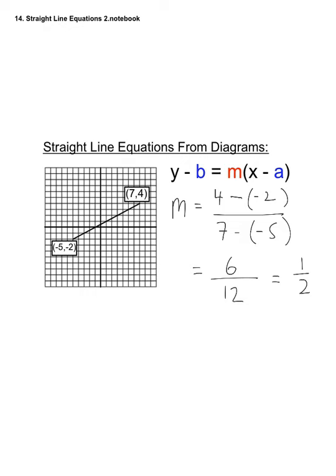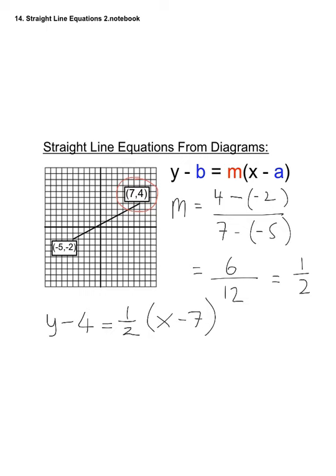Okay, so we can write out our formula in terms of y minus b equals m times x minus a. Y minus, we're going to use the y coordinate of one of our coordinates. So I'm going to go for this coordinate here, 7, 4. So we'll do y minus 4 is equal to 1/2 of x minus 7. Okay, I've used the 4 and the 7 from the coordinate 7, 4.